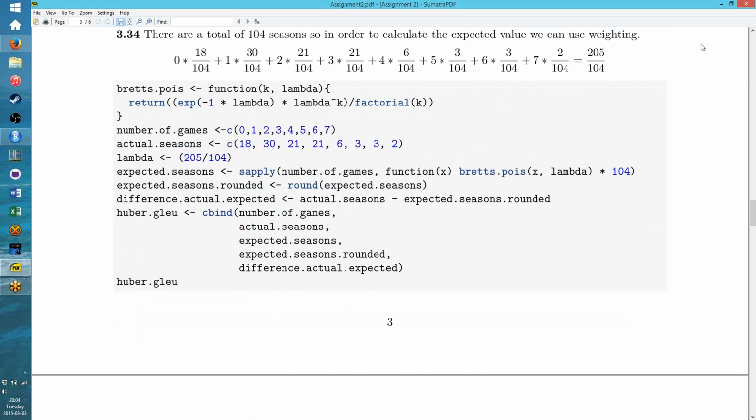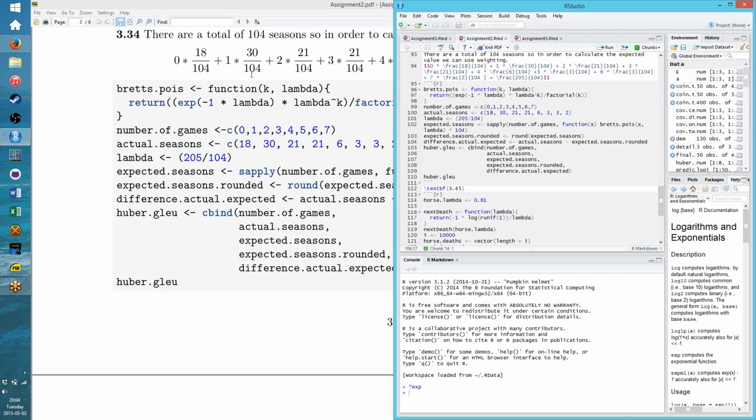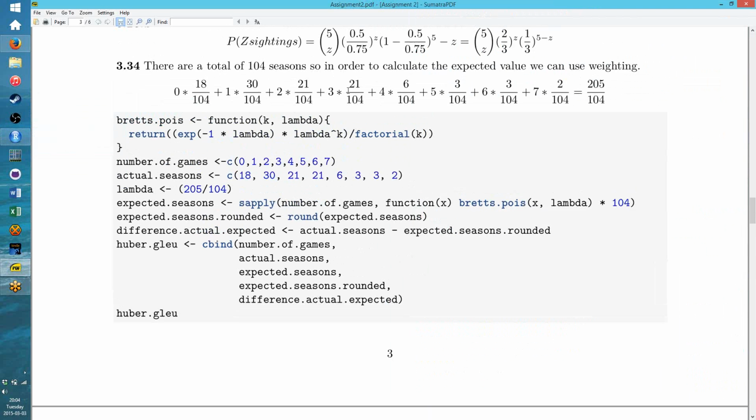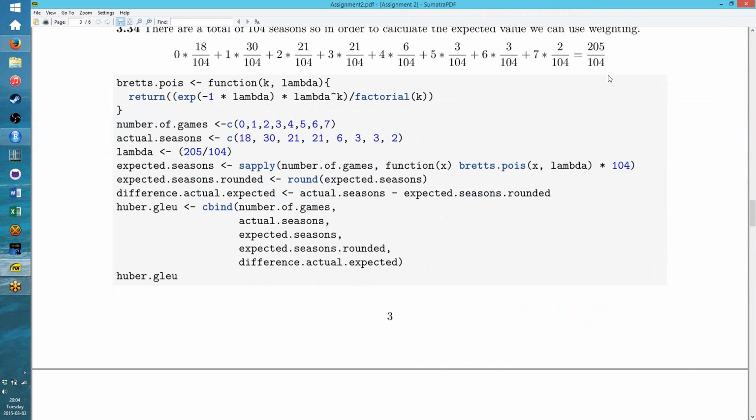I actually have a question. Sure. This is Jim. So can you go back to the weighted average? When I calculated lambda, I did the total number of no hitters divided by the total number of seasons. Why is that wrong?